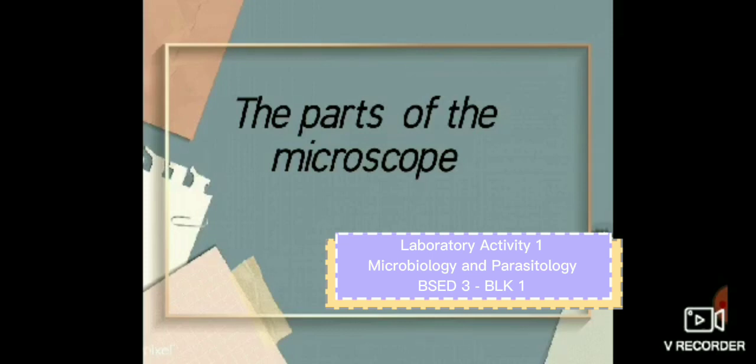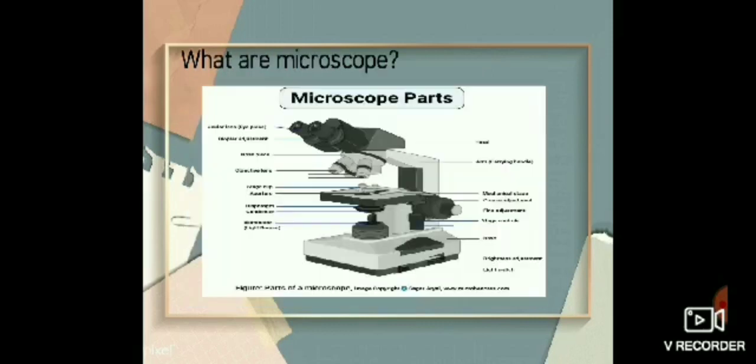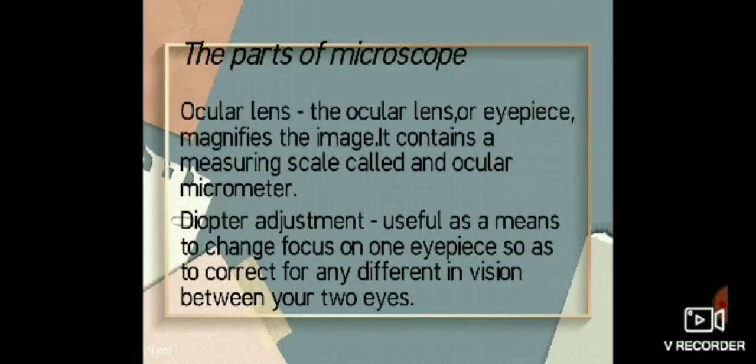Our topic for today is all about the parts of the microscope. The inventor of the microscope is named Zacharias Janssen, in the late 16th century. And what is a microscope? A microscope is a laboratory instrument used to examine objects that are too small to be seen by the naked eye. And we have the parts of the microscope.